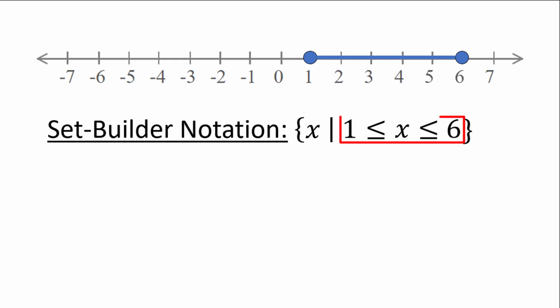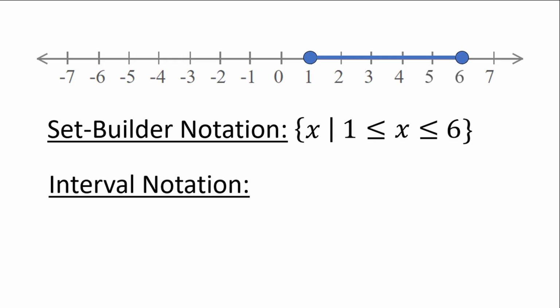The inside part is just a fancy way of saying that x is between 1 and 6, including 1 and 6. The first part says that 1 is less than or equal to x, which is the same thing as saying that x is greater than or equal to 1. The second part says that x is less than or equal to 6. Altogether, we have the statement that x is somewhere between 1 and 6 inclusive, meaning the values 1 and 6 are both allowed in our interval. This is the set builder technique of specifying a range of values for x.